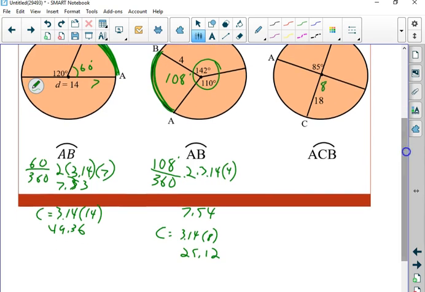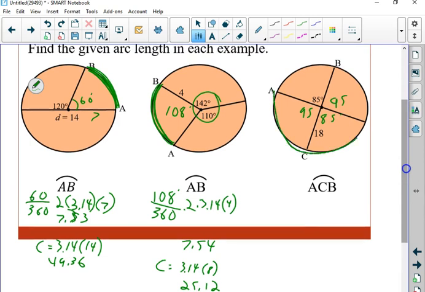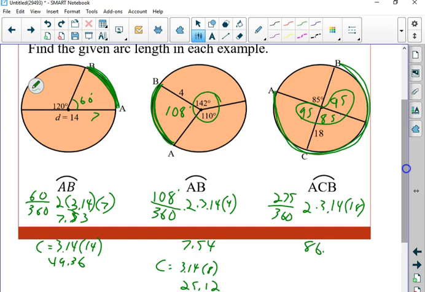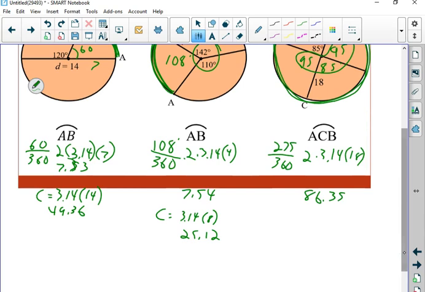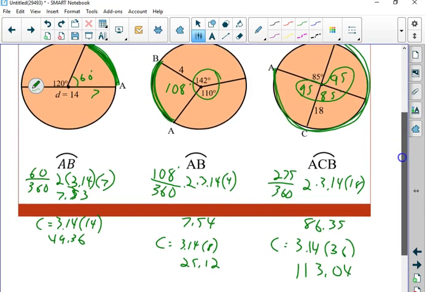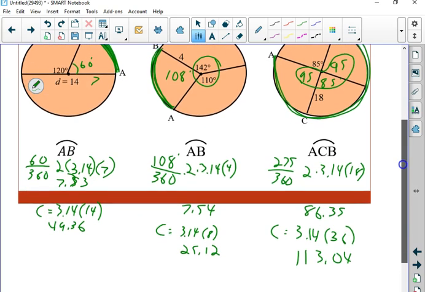Okay. Vertical angles, 85 degrees. Supplementary, 95. We're trying to find A to C to B. So we need to add up all 3 of these, which adds up to 275. Divided by 360 times 2 times pi times r, which is 18, given to us. When we multiply that, we get 86.35. Again, just for comparison's sake, pi times the diameter, which in this case would be 36, would be 113.04. Which makes sense. If 86 is that huge piece across, the whole thing is 113.04, that sounds about right.